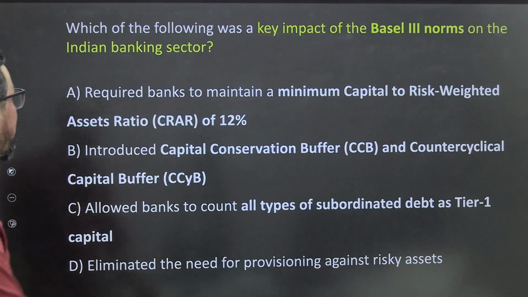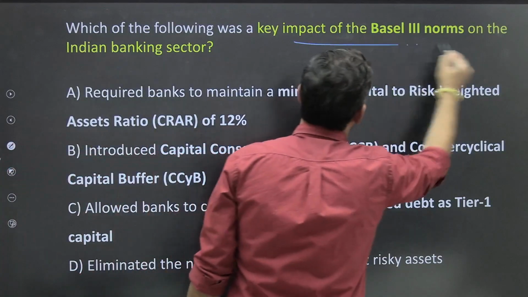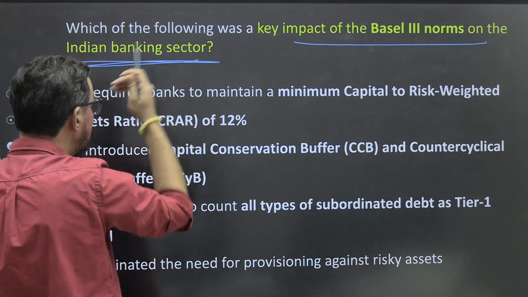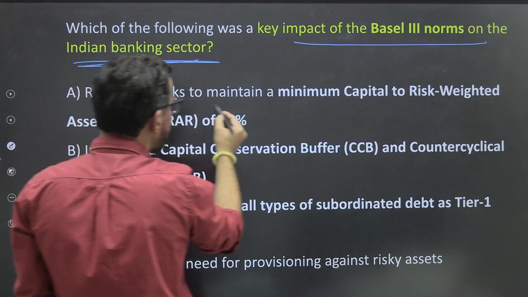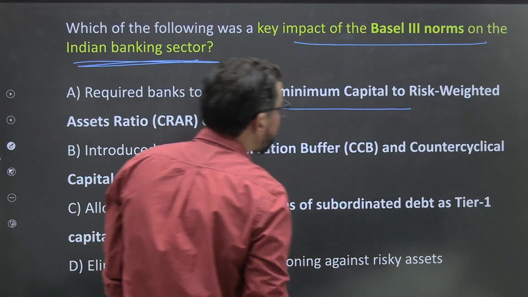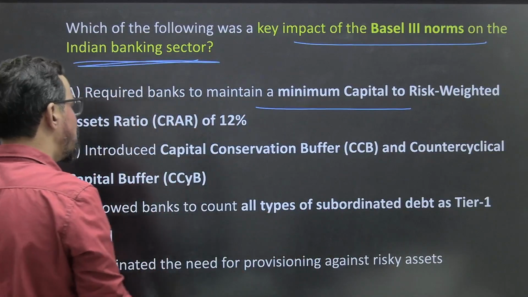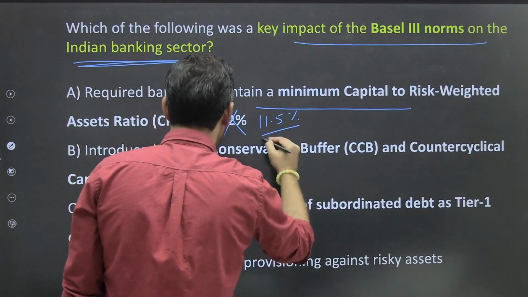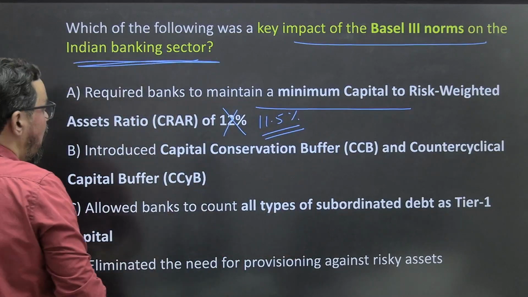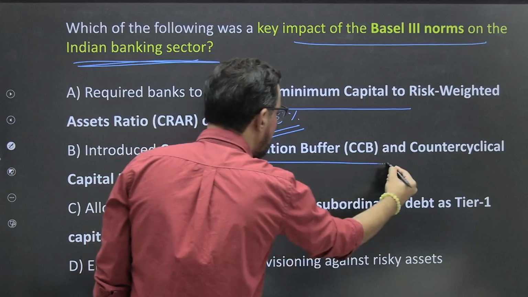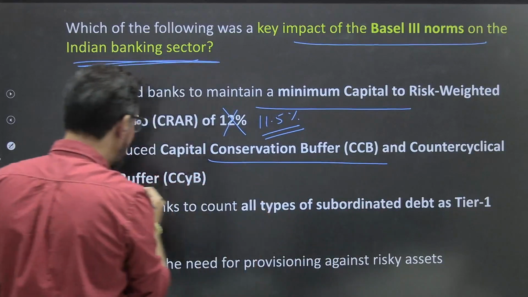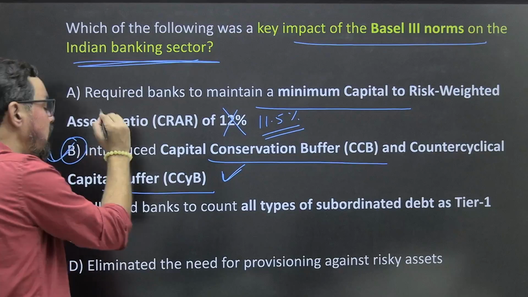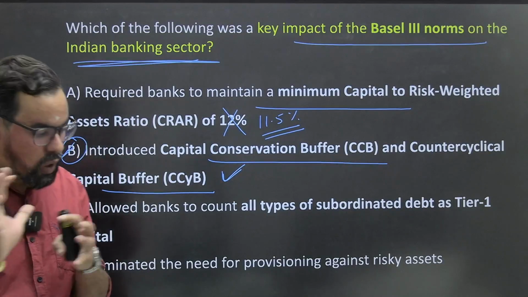Okay, next one. Which of the following is a key impact of Basel III norms on the Indian banking sector? So require banks to maintain a minimum capital to risk weighted asset ratio of 12%. ठीक है, नहीं ये कितना है आपका 11.50%. ठीक है, including that CCB. Introduce CCB, capital conservation buffer and countercyclical buffer. Yes, ठीक है, this is 100% true. You see, during Basel III there were lots of new things that came.